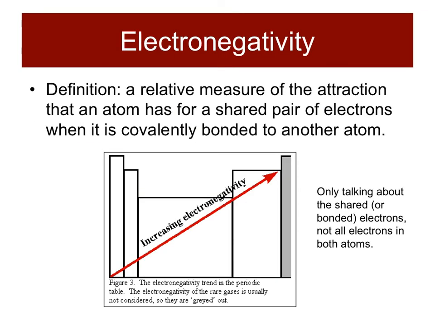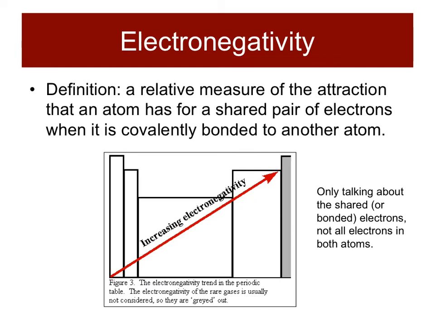The next trend we're going to talk about is electronegativity. Electronegativity is very similar to ionization energy. In fact, the trends are actually going to match up. The difference is with electronegativity, we're talking about a covalent bond, whereas in ionization energy, that would apply to forming ions, more like an ionic bond.